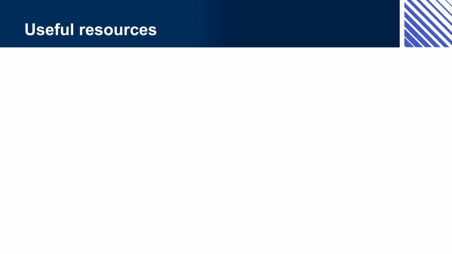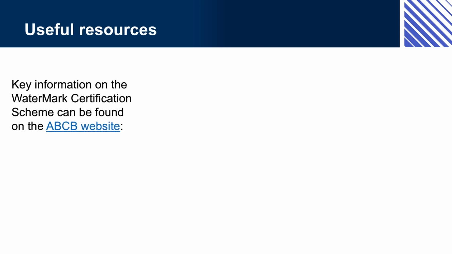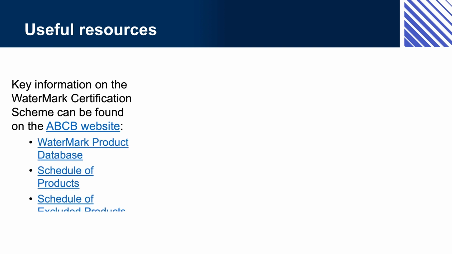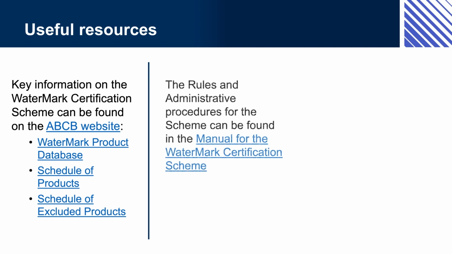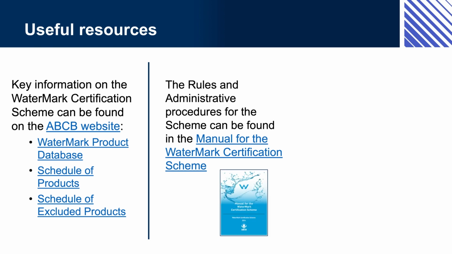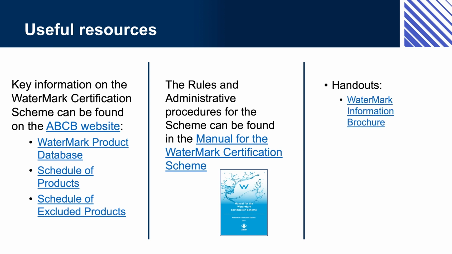Useful resources. Key information on the WaterMark Certification Scheme can be found on the ABCB website: WaterMark Product Database, Schedule of Products, Schedule of Excluded Products. The rules and administrative procedures for the scheme can be found in the Manual for the WaterMark Certification Scheme. Handouts: WaterMark Information Brochure, WaterMark Certification Process Flowchart.